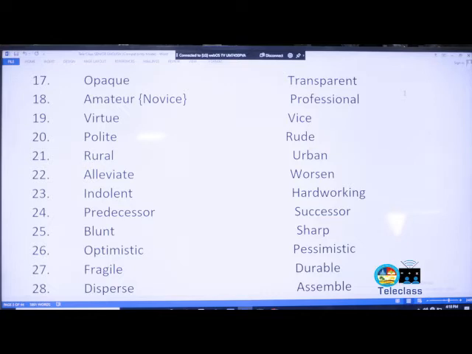Then we have fragile. Fragile means something that can break easily. Opposite of fragile is durable. Durable means it can last long.